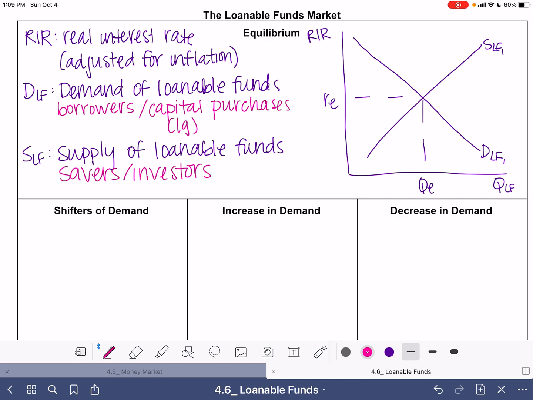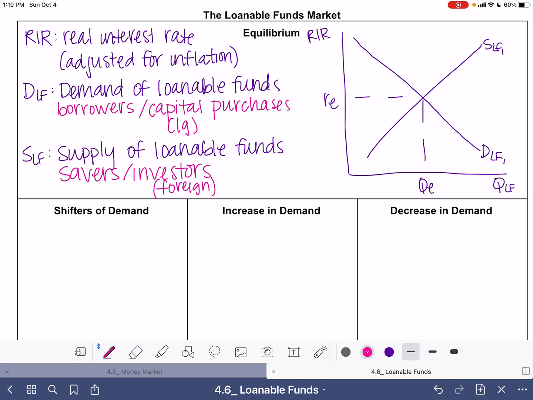It's also investors, particularly foreign investors, so foreign countries or foreign companies that invest in the U.S. They're placing their money into our loanable funds market, which would change the supply of loanable funds. So this would be our foreign investors. Could also be domestic investors as well.